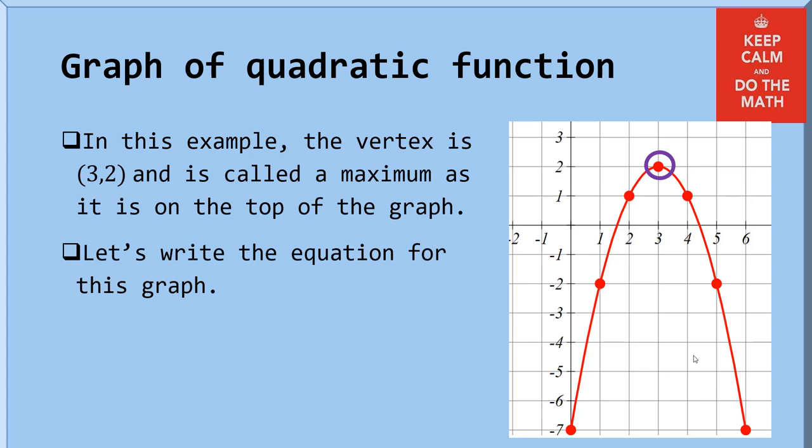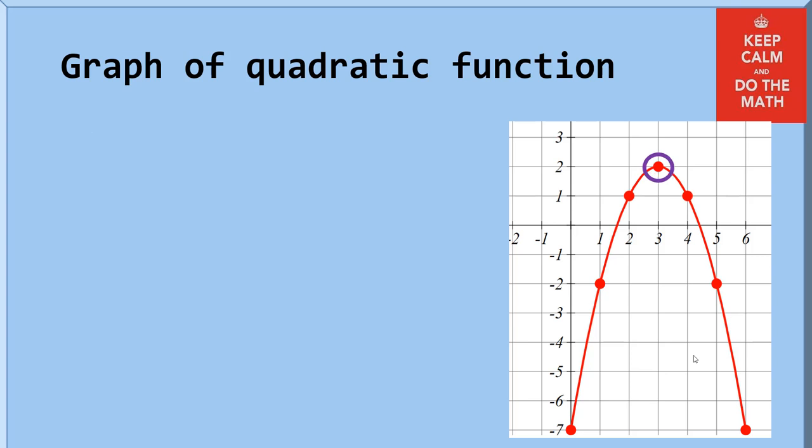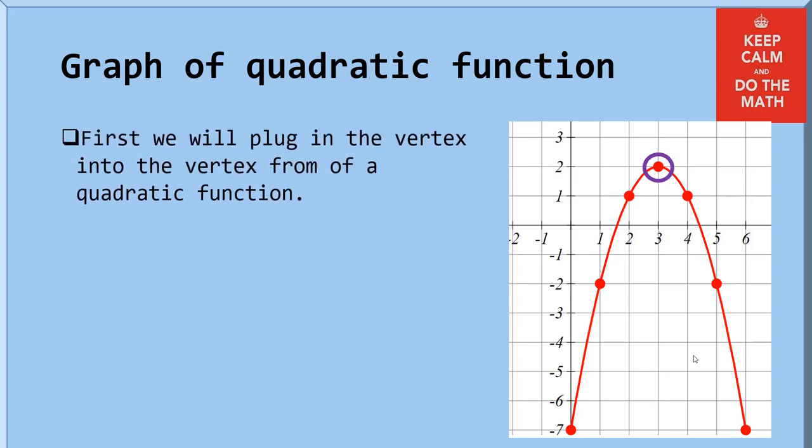Now let's write the equation for this graph. First, we will need to plug in the vertex into the vertex form of a quadratic function, as we showed earlier. So here was the function a(x - h)^2 + k. The first thing I did is I took the vertex of (3, 2). The 3 goes where the h was, and the 2 goes where the k was.